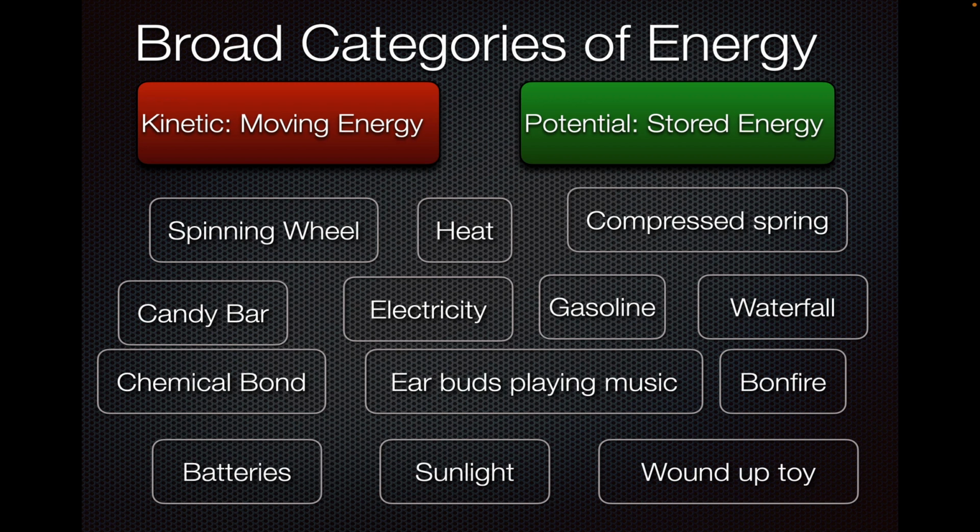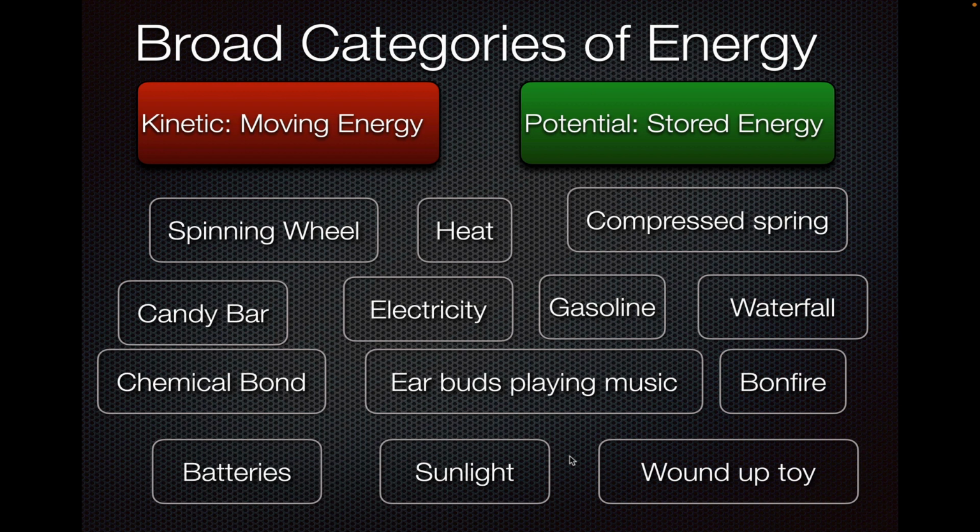Okay. Now, within the idea of energy, we should have a pretty good understanding, or maybe we've seen the terms before, of kinetic energy versus potential energy. And we'll use that in this unit also, okay? So a reminder that kinetic energy is anytime we have moving energy, and potential energy is anytime we store it, okay? So if we take a look at these different examples of places we can get energy from, like batteries, electricity, gasoline, a compressed spring, heat itself, a bonfire, a wound-up toy, candy bars, your earbuds playing music.